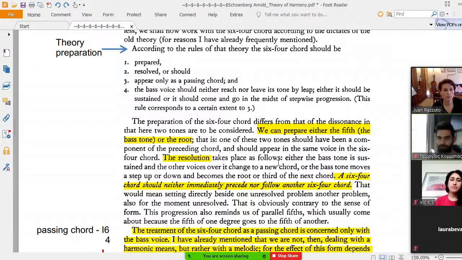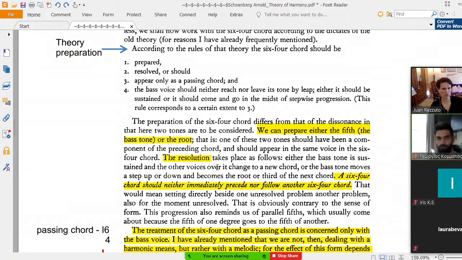The resolution takes place as follows. Either the bass tone is sustained and the other voices over it change to a new chord, or the bass tone moves a step up or down and becomes the root or third of the next chord. Again, either the bass tone is sustained and the other voices change to a new chord. So basically that can be an example of what? The prolongation, exactly. A pedal note. 1-6-4 to the 5. Or the bass tone moves a step up or down and becomes the root or third of the next chord. And then we have to see some examples of that.